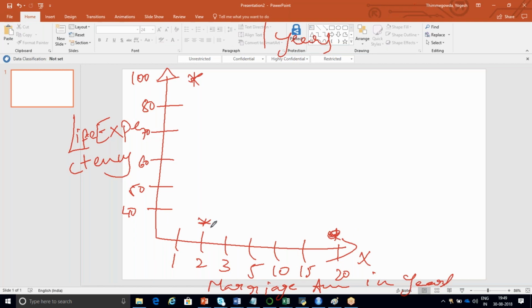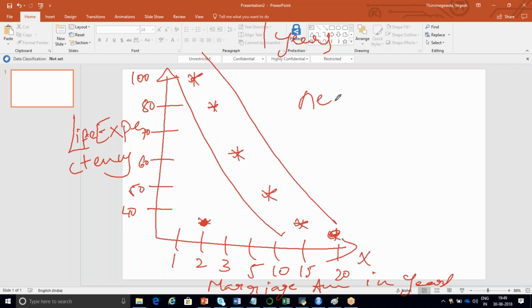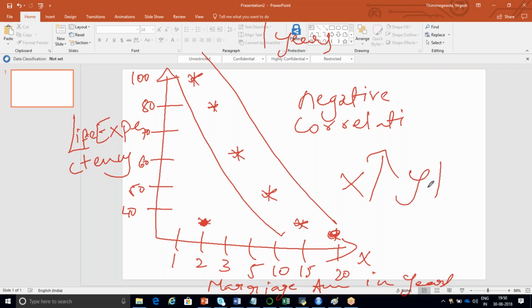After your second year marriage anniversary, you'll expect to live for 80 years. Third year, 60 years. By fifth year, 50 years is done. Almost, let me die tomorrow itself after 10 or 15 years, right? So this is called your negative correlation. As your x increases, 1, 2, 3, 5, 10, 15, 20, your y decreases from 100 to 80, 70, 60, 50, 40 years. This is called negative correlation.